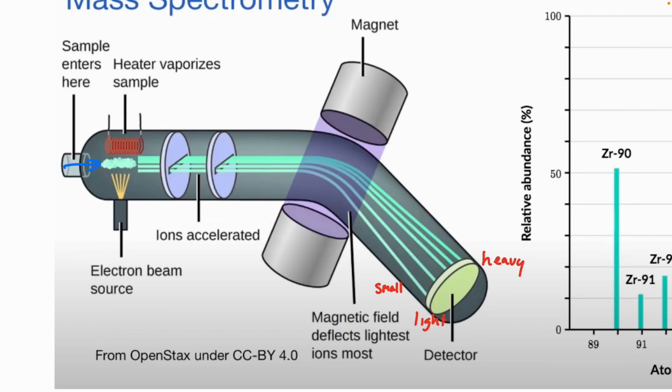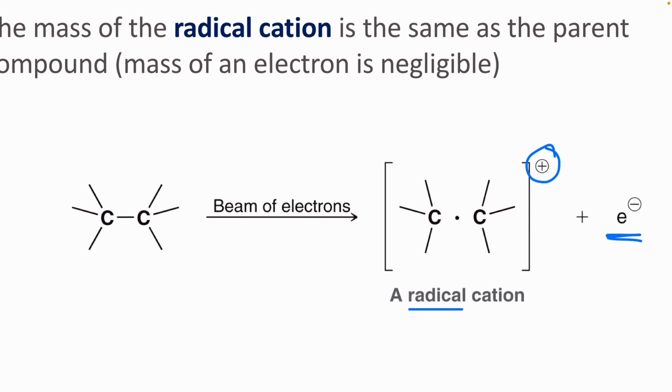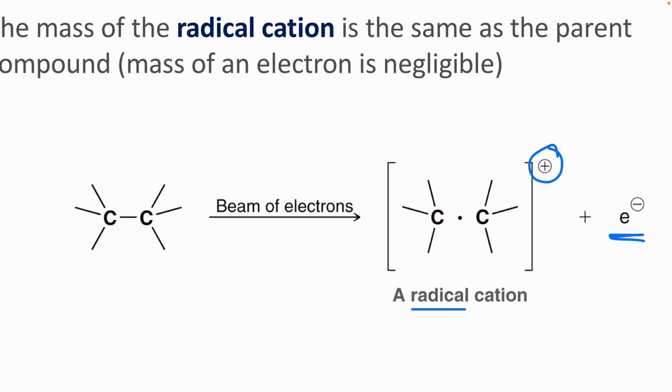Okay? So, bottom line, we bombard this thing with electrons. That electron actually kicks off an electron from our molecule, leaving it with a positive charge. Okay? And then we divert those ions in this magnetic field to our detector, and depending on where they hit, we know the exact mass of those particles.